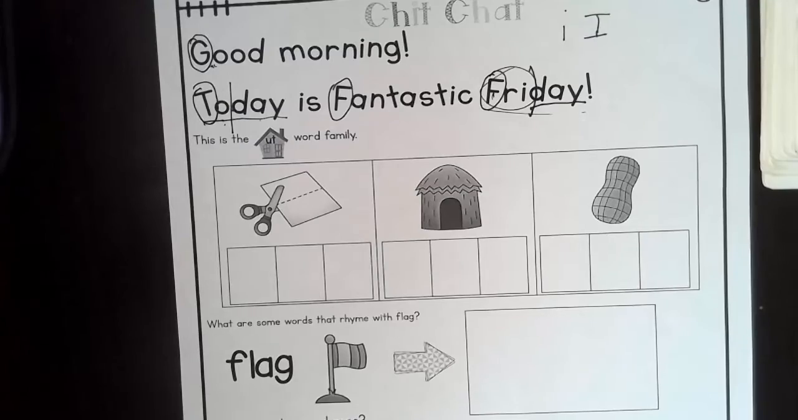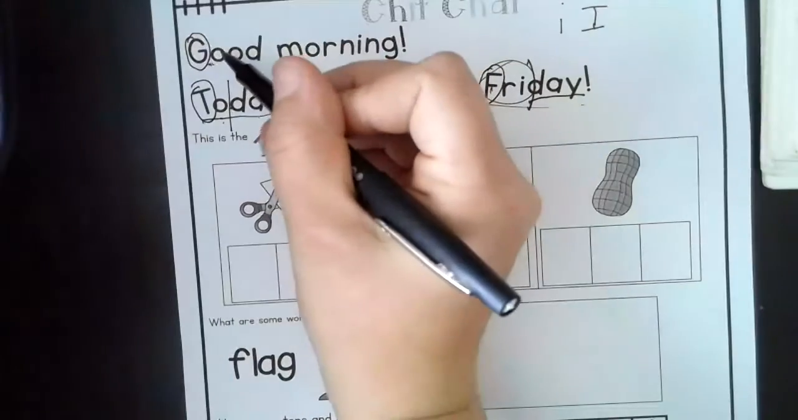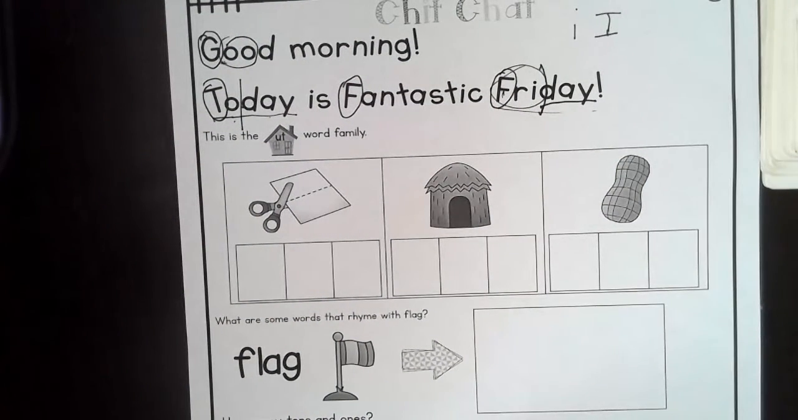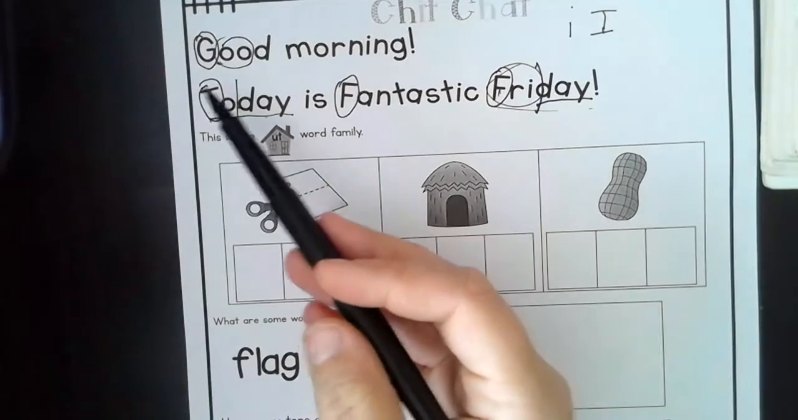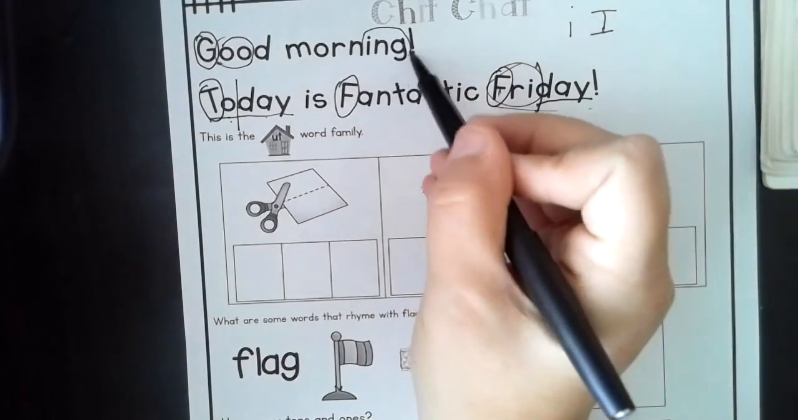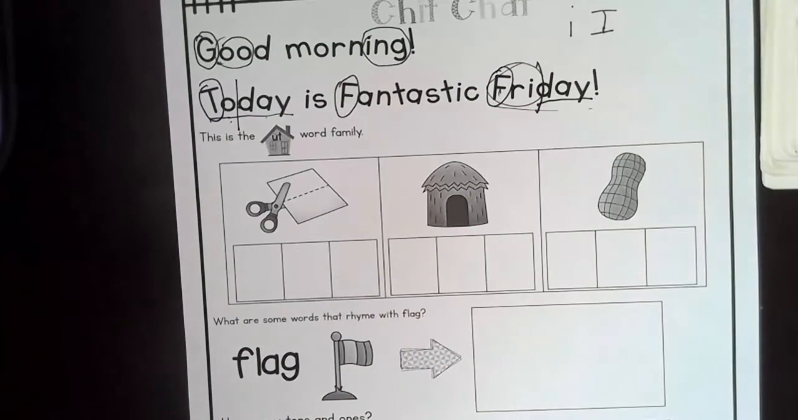Okay. Then let's see. A lot of times when double O's are together, they say ooh. Not always, but a lot of times. So then we know it's good. And then we see the ing, and we know the ing says ing. So morning.